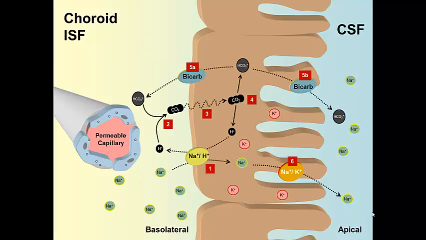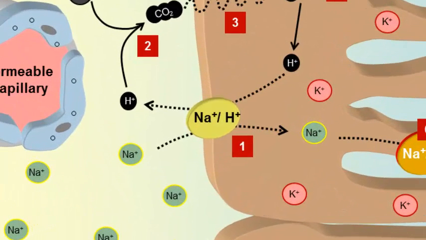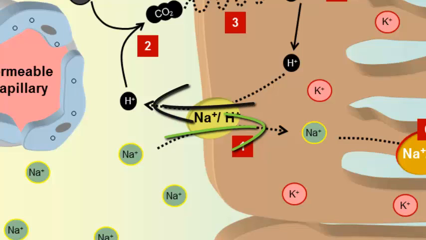Again, keeping in mind that we have a favorable electrochemical gradient for the movement of sodium from the choroid ISF into the epithelial cell, the first step in the formation of CSF, driven by sodium movement, is the movement of sodium from the choroid ISF into the epithelial cell via a secondary active transporter called the sodium-proton antiporter. So sodium is able to move down its electrochemical gradient into the epithelial cell. In the process, it promotes the extrusion of a proton out into the choroid ISF.